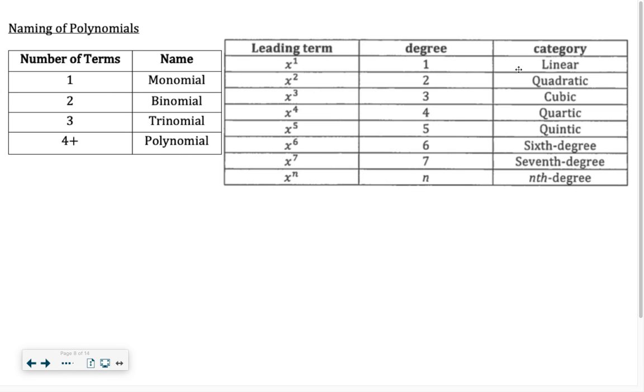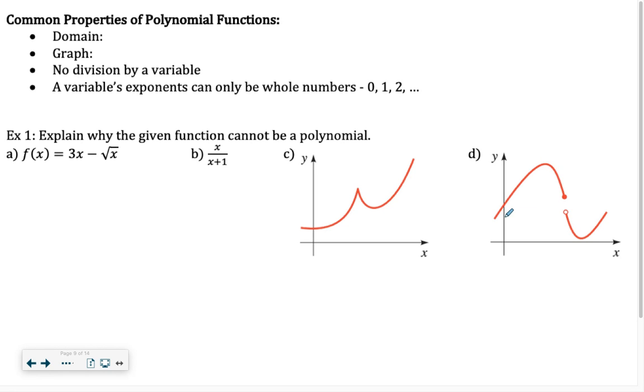Then, if our polynomial is first degree, we say that is a linear function. If it's second degree, it's quadratic. Third degree is cubic. Fourth degree is quartic. Fifth degree is quintic. And then anything after that, we just say sixth degree, seventh degree, eighth degree, and so on. All right. So some common properties of polynomials.